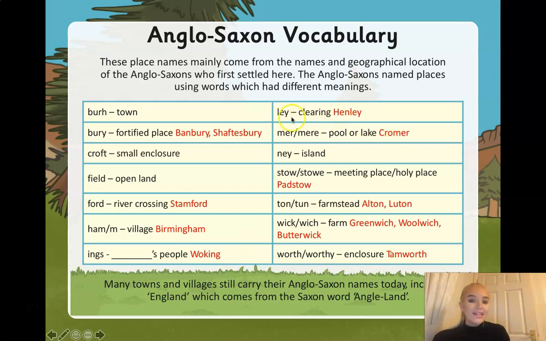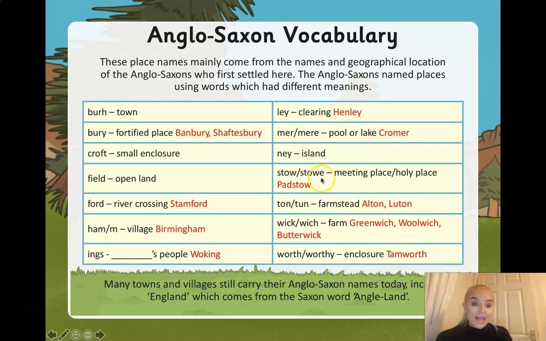Looking at this one here, ending in Lee, if it ends in Lee, like Henley, it means that it's like a clearing. Do you remember what a clearing is? That's right, a clearing is like an open area in a forest. So at one point during the Anglo-Saxon times, Henley, because it ended in L-E-Y, it meant that they knew that this was going to be a place with a clearing. Similarly, if a place ended in mer, M-E-R or M-E-R-E, like Cromer, then it would be like a pool or a lake that would be surrounding this place, okay? If it ended in N-E-Y, it would be like an island place.